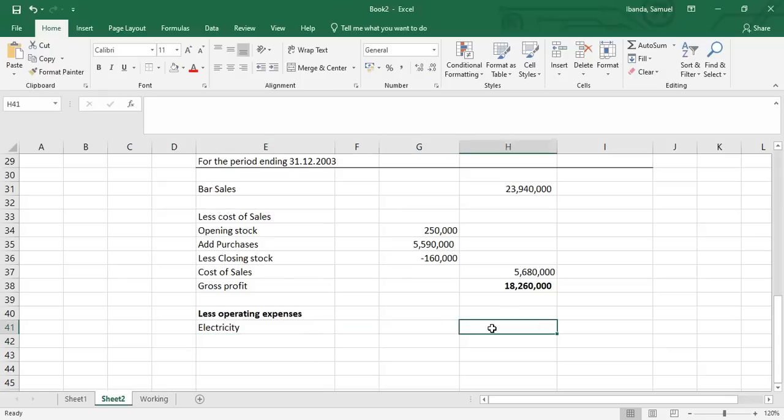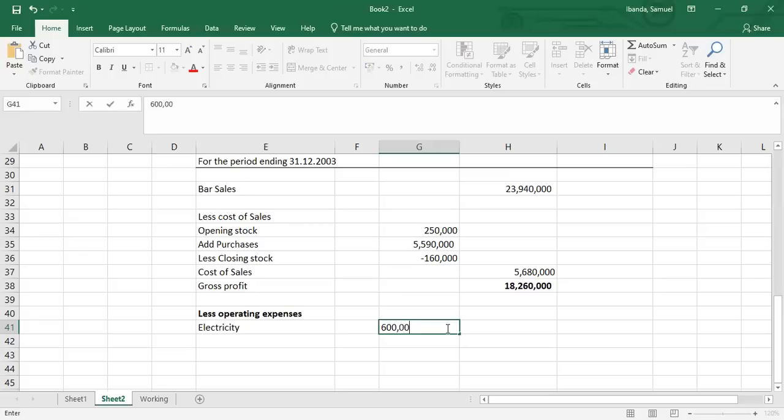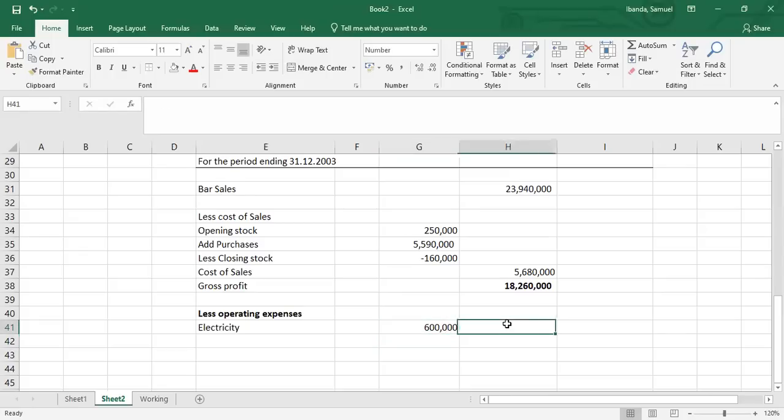So my electricity, I'll record, okay, let me just first record them under this column, and then I'll record the total on this other side. So electricity partly 600,000, which is 1.2 divided by 2, okay?